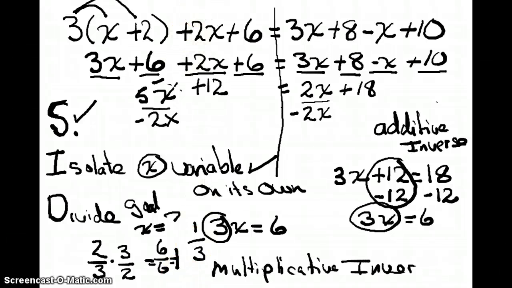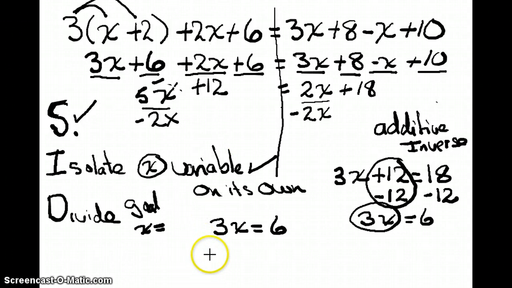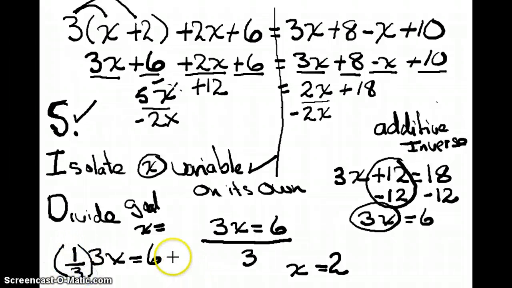So using this piece of information, what do I multiply or divide by in order to get my 3x to a 1x? Well, I can divide both sides by 3. 3 divided by 3 gives me just x. 6 divided by 3 gives me 2. Or, if you wanted to, 3x equals 6, multiply this side by 1/3. What I do on one side, I do on the other.